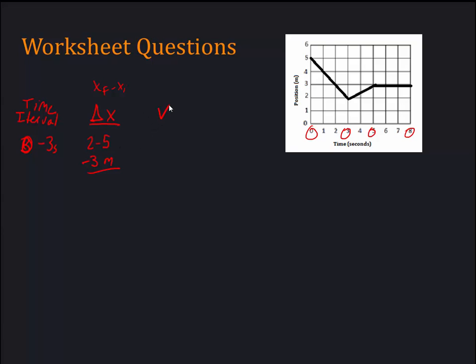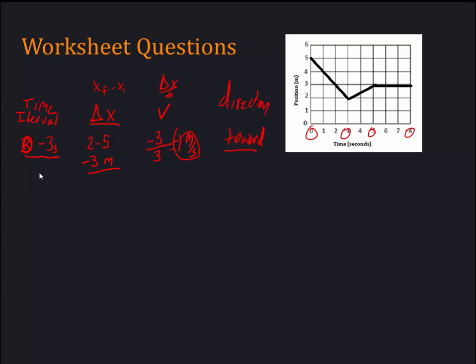If I want to know the velocity, then velocity is displacement divided by time. Now the time for this interval is 3 seconds because it lasted 3 seconds. So I'm going to take negative 3 divided by 3, and I get negative 1 meter per second, which tells me my direction is back towards the origin, back towards the reference point. So negative 1 meter per second toward the reference point.